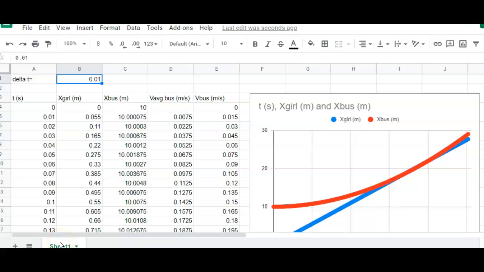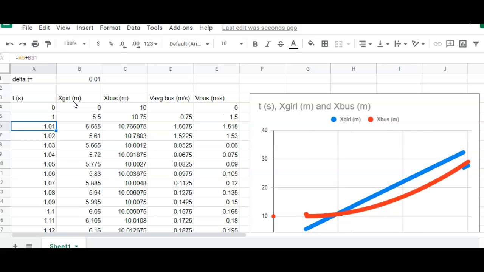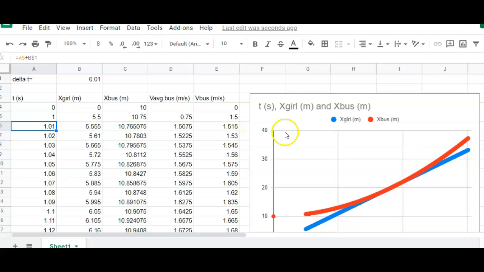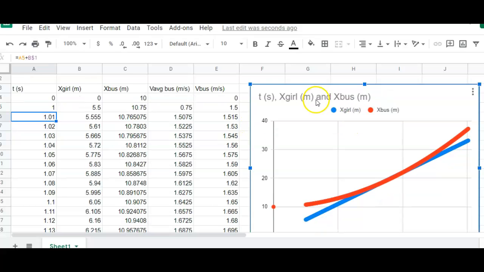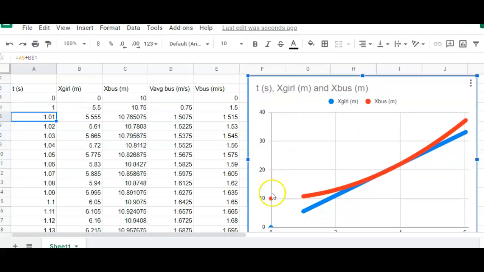The sheet is figuring out the position of the bus and girl at any time step. We can also show it in position here. So if we don't have to go by 0.1 seconds, I could jump this up to 1 second and continue my graph. And now you can see that even though I don't have any information in between, I am starting at the right points.